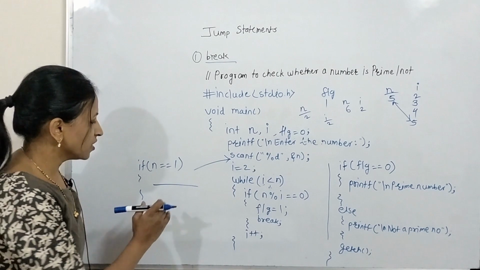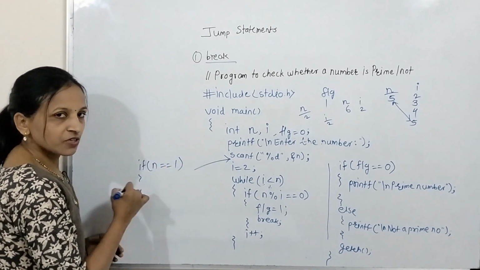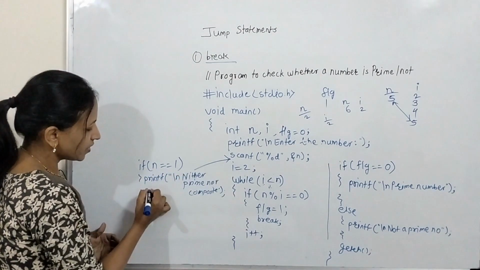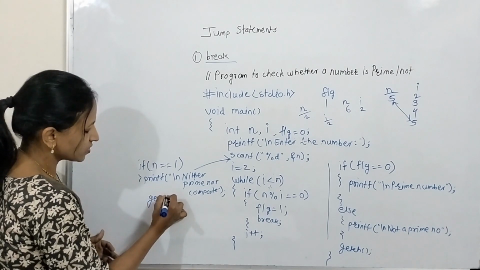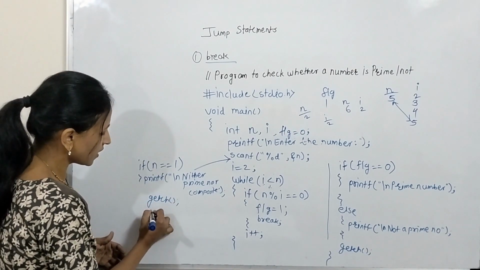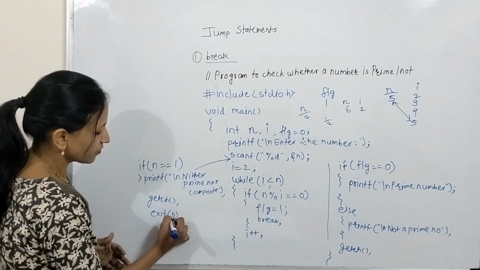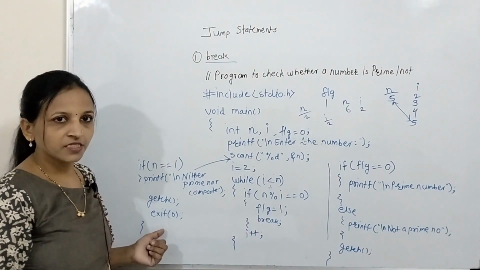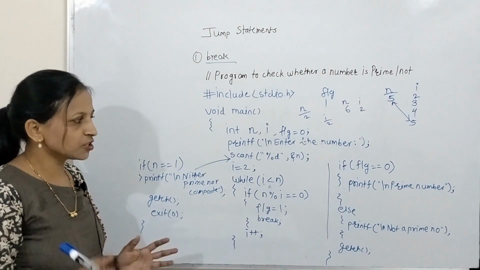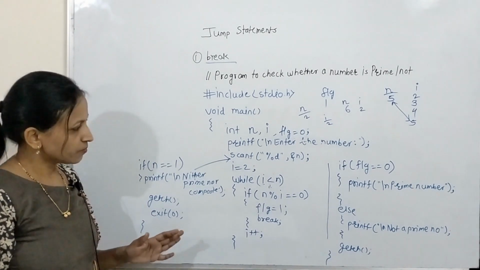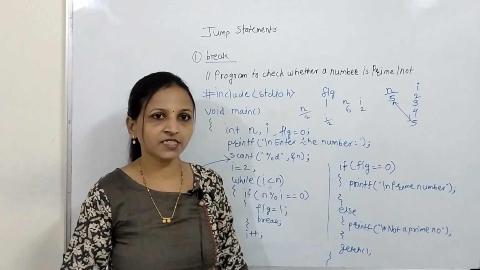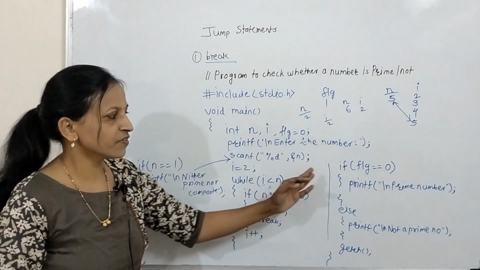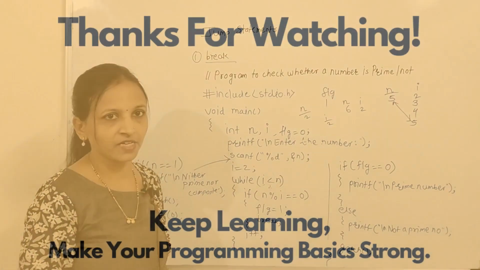Exit 0 function, how? See, in this way, if n is equal to 1, we will just display a message like printf neither prime, and here we will write getch, because the user has to see this message first, and after that we will call the exit 0 function. This is again a jump statement. Here exit 0 means program execution will stop at that point only. Whatever is written here, that whole part will not get executed in that case if n is equal to 1. If n is not equal to 1, then this part will get executed fine. No problem will be there. Getting this point?